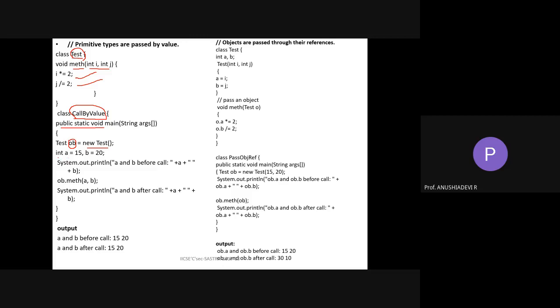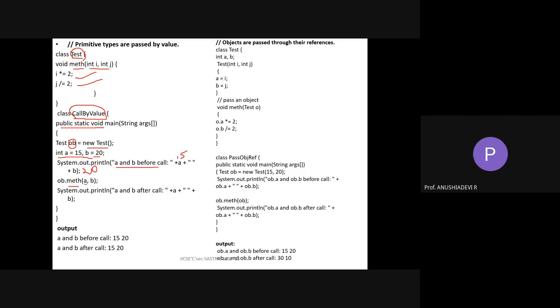Now here I have created two local integer variables. The first variable value is 15 and the second variable value is 20. And then first it will print a and b before the call. So what will it print? It will print 15 and 20. So before calling the function, the values of a and b are 15 and 20.